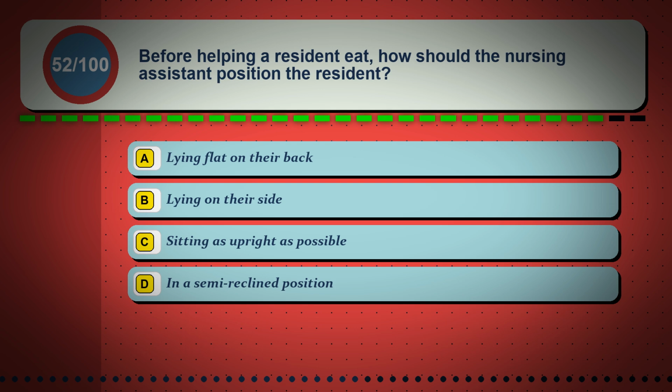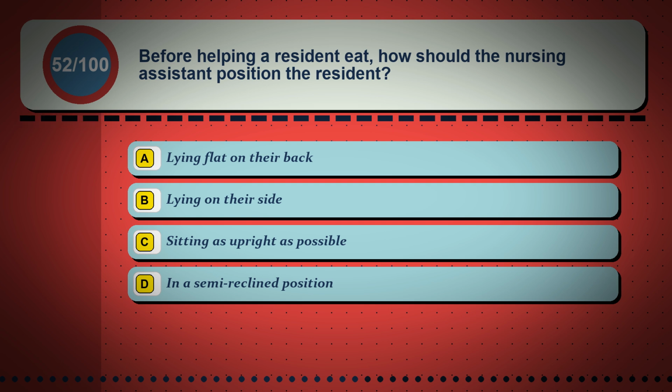Question 52. Before helping a resident eat, how should the nursing assistant position the resident? Option A. Lying flat on their back. Option B. Lying on their side. Option C. Sitting as upright as possible. Option D. In a semi-reclined position.